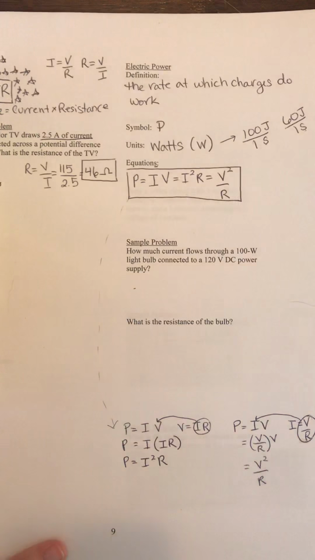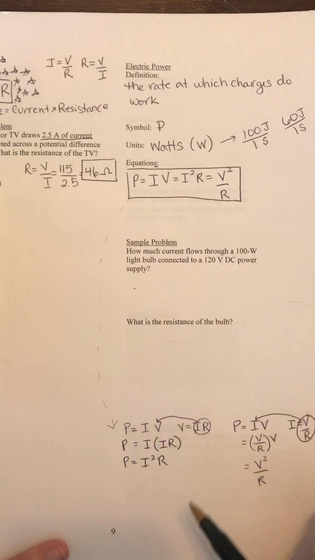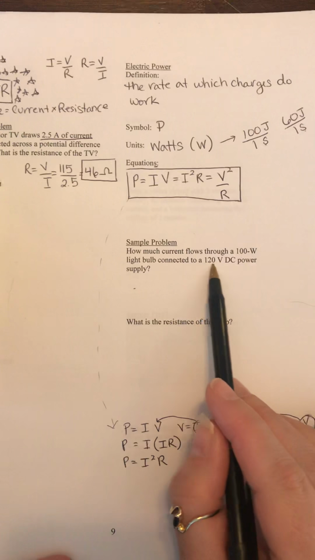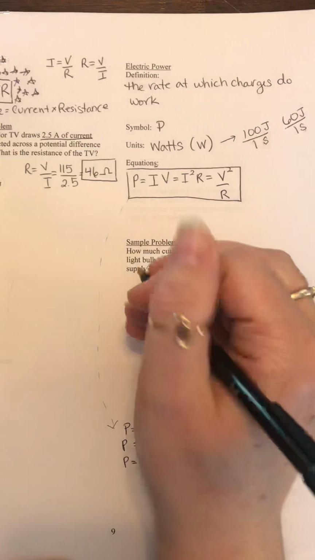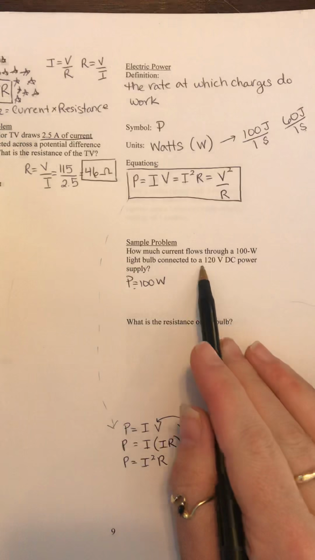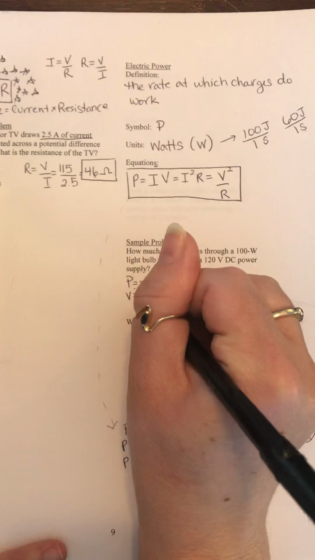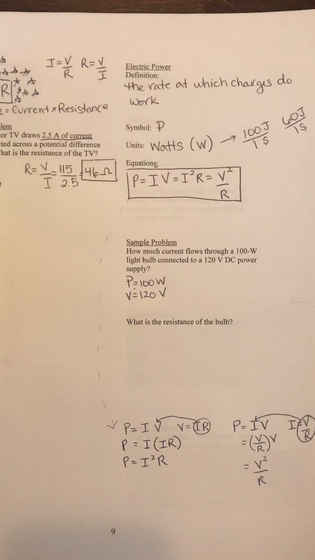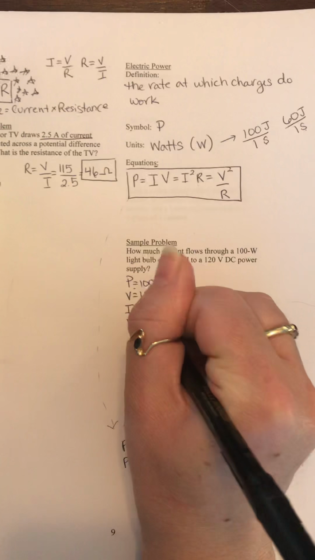All right, let's practice. This question says, how much current flows through a 100 watt light bulb connected to a 120 volt DC power supply? So what do we have here? Well, 100 watts, this is your power. 120 volts, hopefully you're saying to yourself, hey, that is our voltage. And last but not least, what are we looking for? Well, we're looking for our current. So we're looking for I.